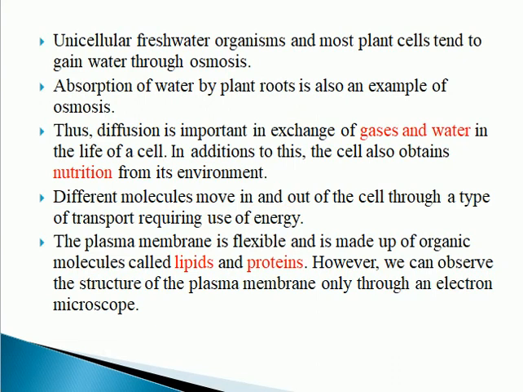The plasma membrane is flexible and it is made up of organic molecules like the lipids and proteins. I've shown you the diagram of the plasma membrane. Proteins and lipids are present in the plasma membrane and it is not a rigid structure, it is highly flexible. However, we can observe the structure of the plasma membrane only through the electron microscope. So, after the discovery of the electron microscope only, it was possible to observe the different cell organelles.